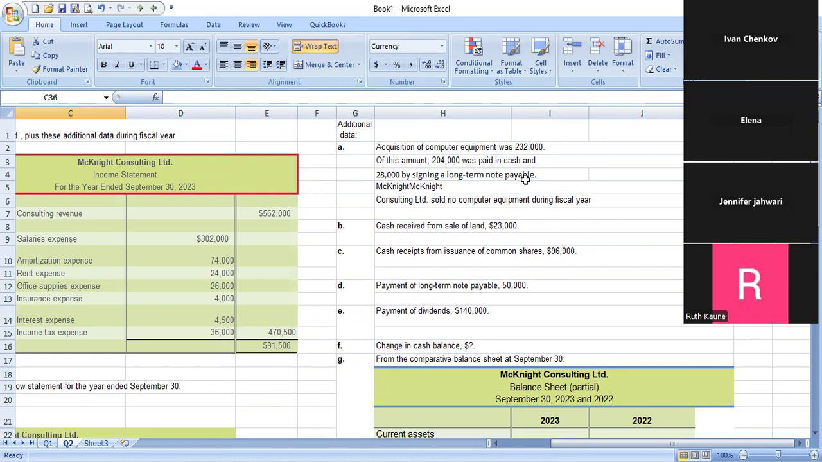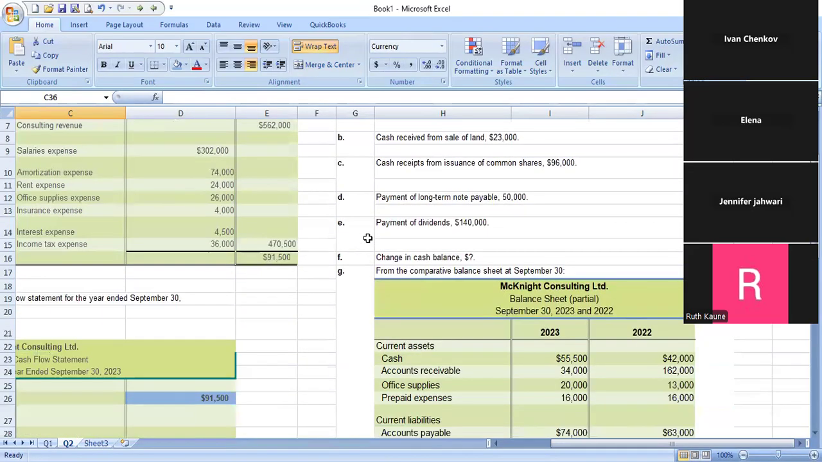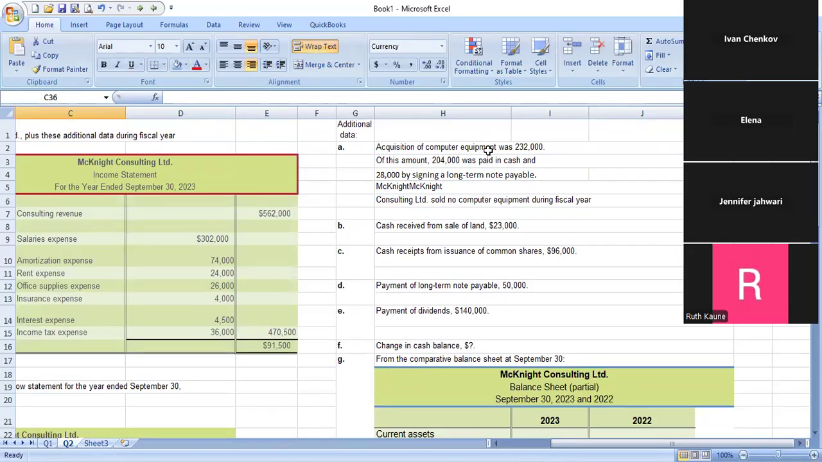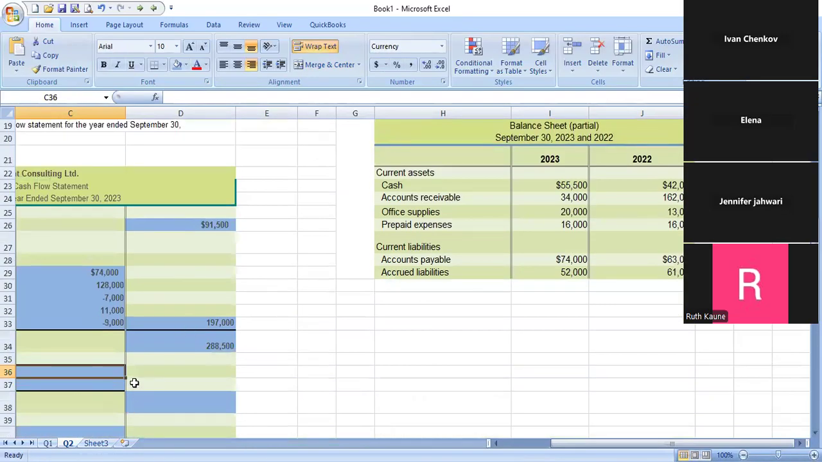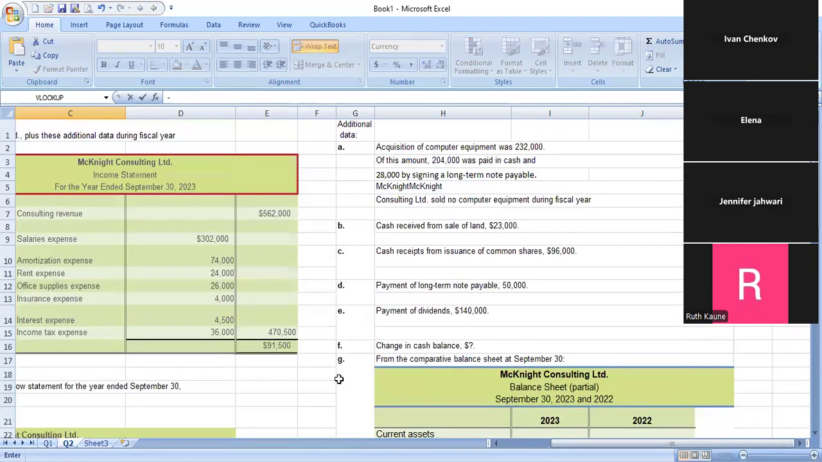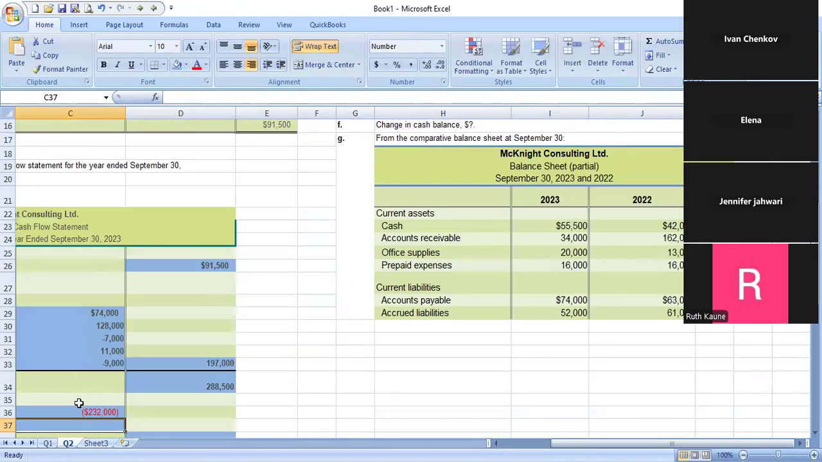They even give you the cash. Probably, if it was me, I would say out of 232, 28 was signing the long-term note payable, and the rest was paid in cash, just to make you do one calculation, so give you a chance to make a mistake. Here they don't give you that chance. They directly give you the amount. So what we have to do is enter this amount as a negative, right? Negative 232,123. Boom, done.